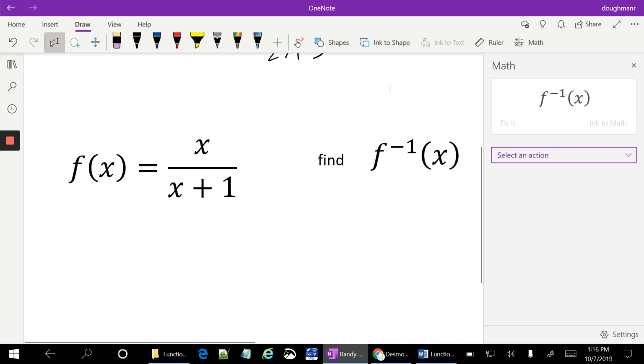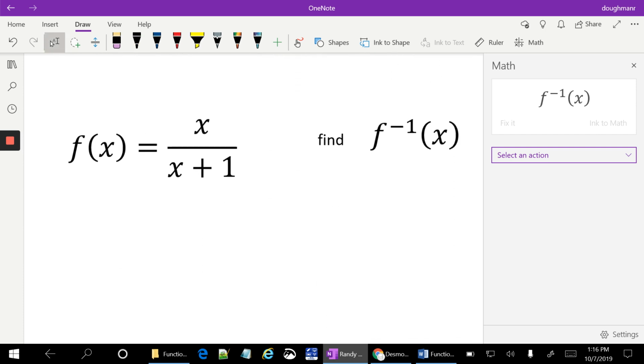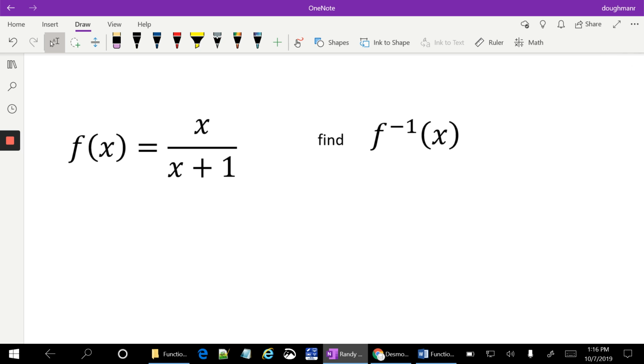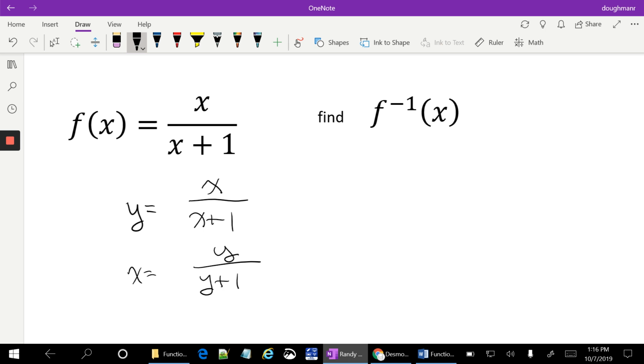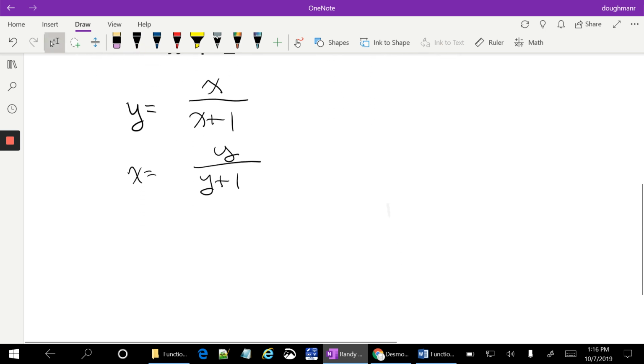How do we do that algebraically? I'm going to show you how here. All right, we've got f of x is x over x plus 1, and we want to find the inverse function. What you do is you simply write down, instead of using f of x, I'm going to use y. Rewrite the equation, and then I'm simply going to swap x's for y's and y's for x's. So now I'm going to say x equals y over y plus 1. And now I'm just going to solve for y.